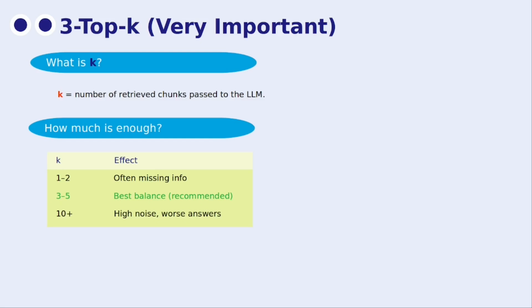Top K selection is very important. Now let's talk about K. What is K? K is the number of chunks you pass to the LLM. It controls how much context the LLM sees. How much context is enough? Look at the table. This is very important. More context does not mean a better answer.